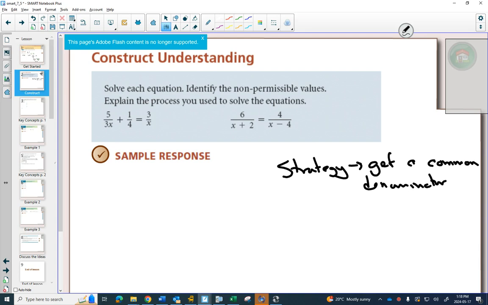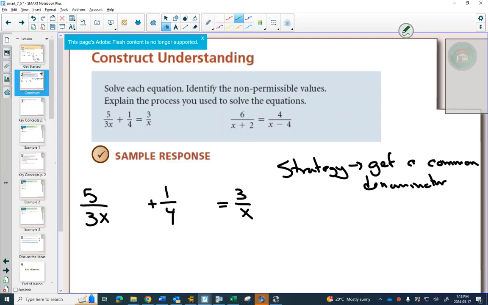So what would that look like in this first one? And I'm going to leave some space. I have 3x, but I'll leave some space. I got 1/4, and I'll leave some space, and I'll equal 3 over x. I have 3 fractions in this question. Can you see that the common denominator for all 3 would be 12x? With the 3 and the 4, it would be 12, and we have one variable x.